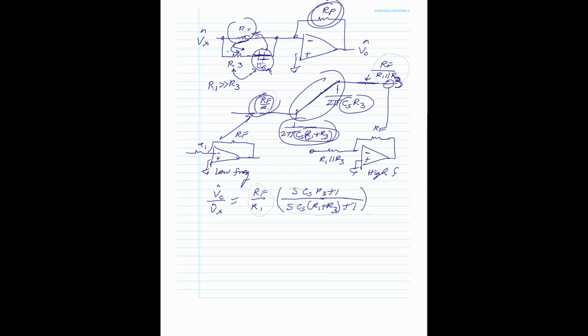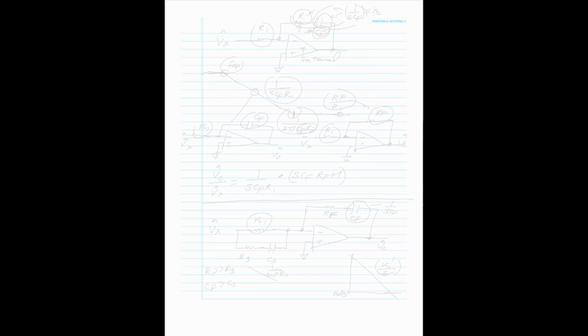At low frequency, when S is 0, the top is 1. When S is 0, the bottom is 1, and it's RF over R1. That's the same here. Then at high frequency, we want to see that. Well, that means that S CS R3 is much greater than 1, and this term is much greater than 1. So you forget the ones, the S CS terms cancel out with each other, and look what you got. You got RF and R3, and you got R1 on the bottom, and you simply got the parallel combination when you flip this to the bottom: RF over R1 parallel R3.